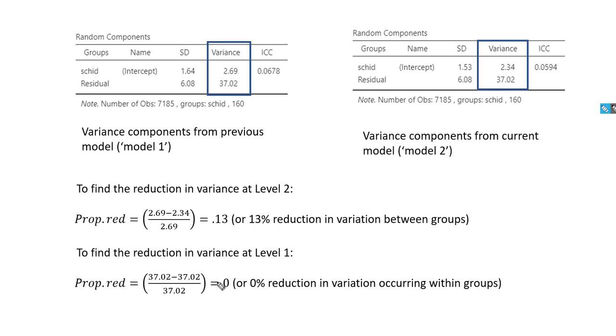With respect to the proportion reduction at level 1, it is basically 0. So adding in the predictors at level 2 did result in some decrease in the variance in the intercepts, but not a whole lot, and it certainly didn't have any effect with respect to reducing variance at level 1. And you'll also notice that the ICC really didn't decrease a whole lot by adding in those additional predictors.